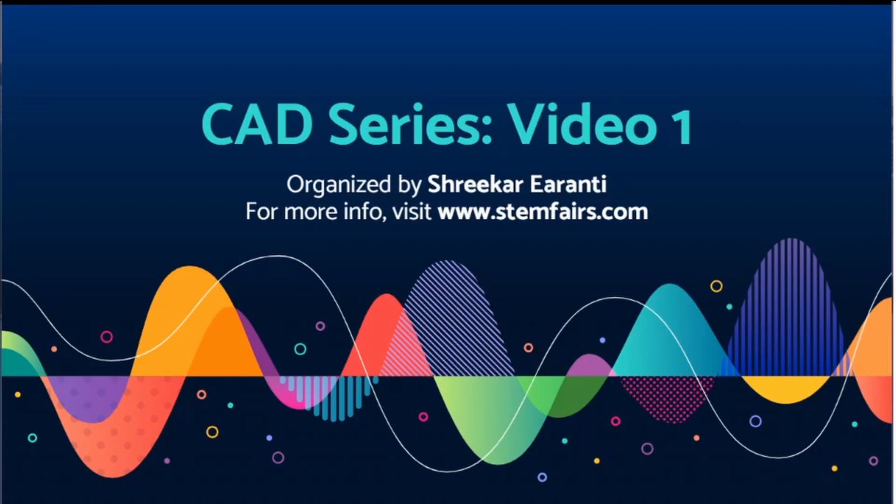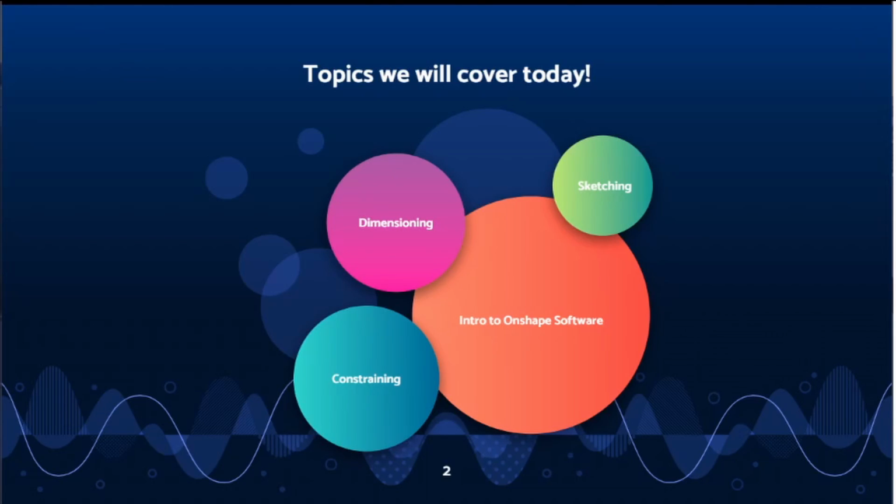In each part of this series, you will learn some new fundamental topics about computer-aided design. So today's obviously the first part of it, and we're gonna begin with some basic 2D aspects of CAD. We're gonna start first with the intro to the software that we're gonna use, called Onshape. We're then gonna talk about sketching, constraining, and dimensioning. Those are the main things that we're going to cover today.